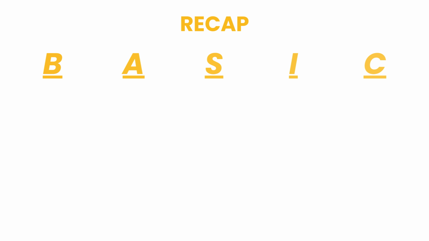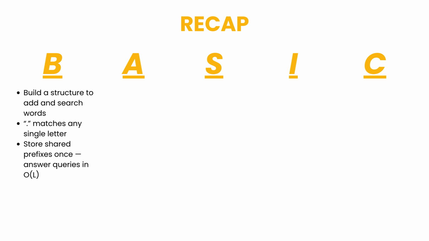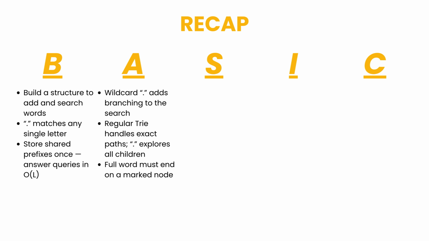Let's do a recap. The goal was simple. Build a structure that can add words and search them, where the dot can stand in for any single letter. Conceptually, we're storing shared prefixes once and answering both exact and wildcard queries in O(L) time. The tricky part is the wildcard. A plain trie handles exact matches and prefixes, but the wildcard forces branching. We solve this by exploring all children at the wildcard position, while still enforcing that a full word must end at the final node, not just a prefix.